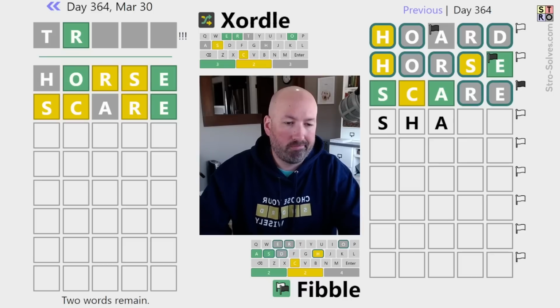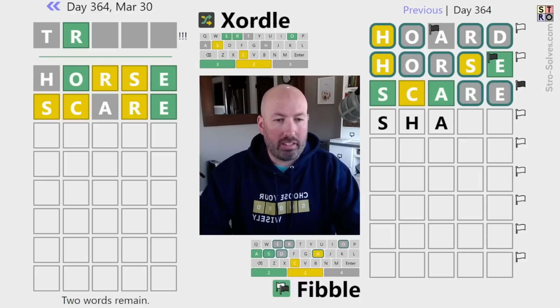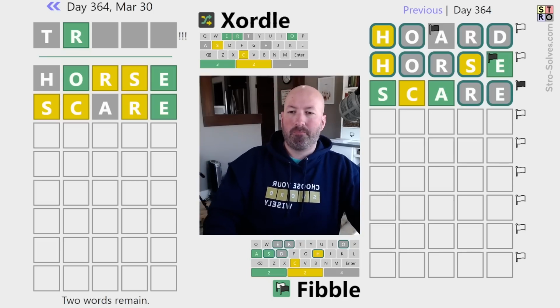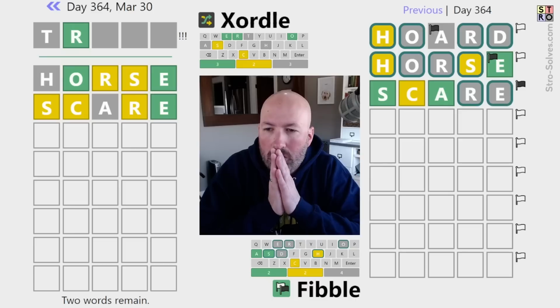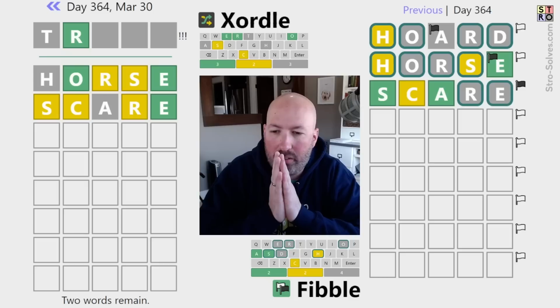Shank, shaft, shall, something like that. So I'm thinking S-H-A. But on the Zordle, what are we thinking? We need to reuse the S and the C in new places.